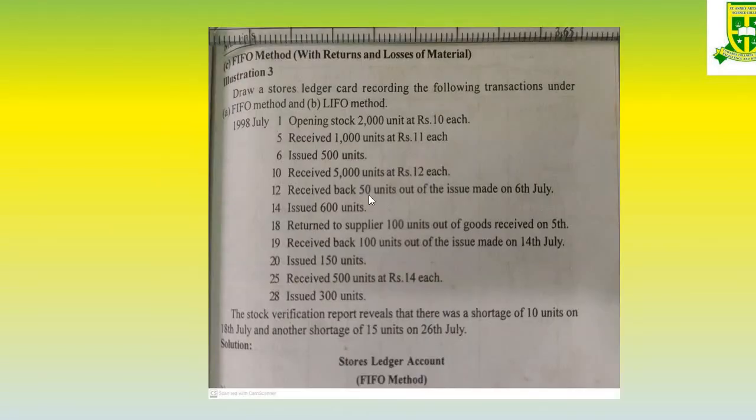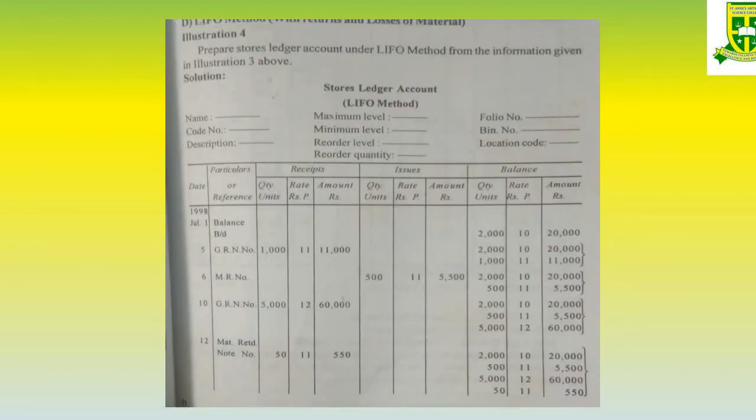Next one is the 6th. What is happening? Issuing. We are issuing 500 units. What method are we following here? LIFO method. In the LIFO method we have to issue from the last stock available. There are two stocks available. The last stock was 1000 units. From the 1000 units I am issuing 500, so the balance available is 500, along with the 2000. From 1000 I have issued 500, so I made an entry for 500. 500 into 11 is 5,500.